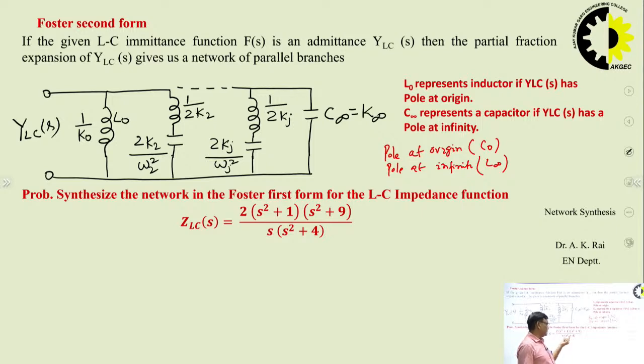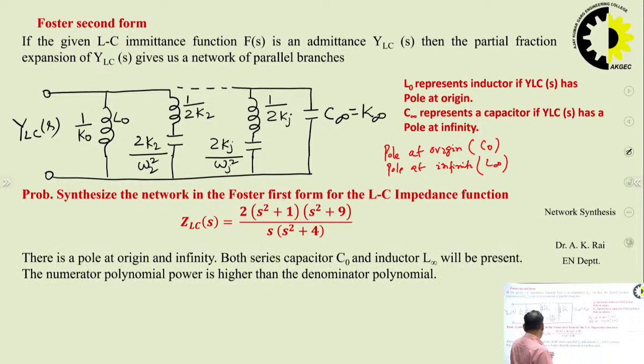And we can see there is only one complex conjugate imaginary pole pair. So there will be only one LC tank, okay. So there is a pole at origin, and at infinity because of the deficiency, the deficiency being that a pole exists at infinity. So both the series capacitor C0, which corresponds to s is equal to 0, and the inductor L infinity, which corresponds to the removable pole at infinity, will be present in this. So the numerator polynomial power is higher than the denominator polynomial.